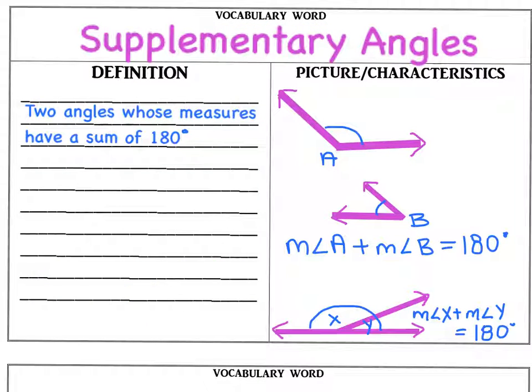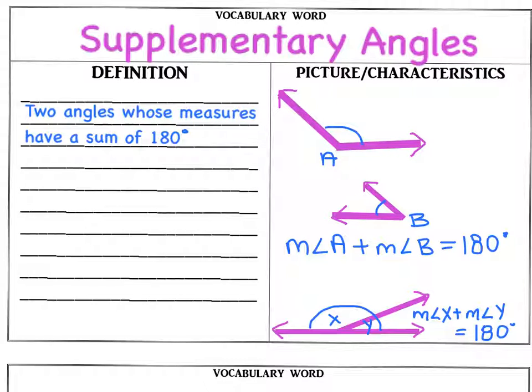Last one, supplementary angles. Supplementary angles are similar to complementary angles, except instead of adding up to 90 degrees, the two angles add up to 180 degrees. So this angle plus this angle, so angle A plus angle B, the measure of those angles would have to equal 180 degrees. If that is true, then you have supplementary angles.